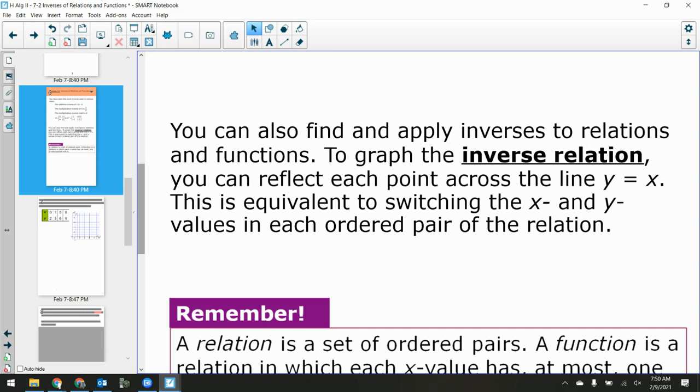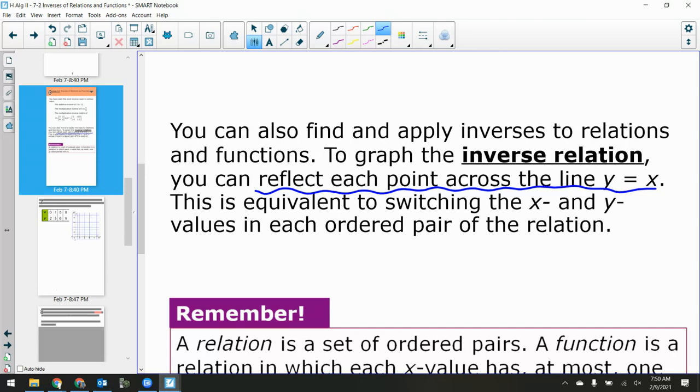To graph the inverse relation, you can reflect each point across the line y equals x. That's a really important piece of information right there. You can reflect each point across the line y equals x. That's really important to graph an inverse. You can always just reflect each point across the line y equals x.